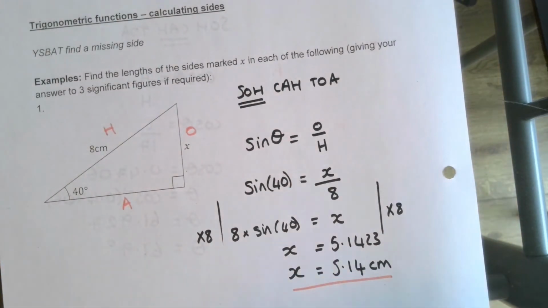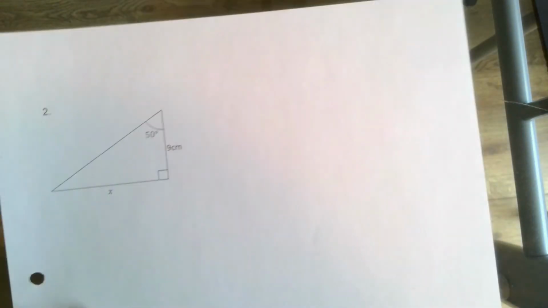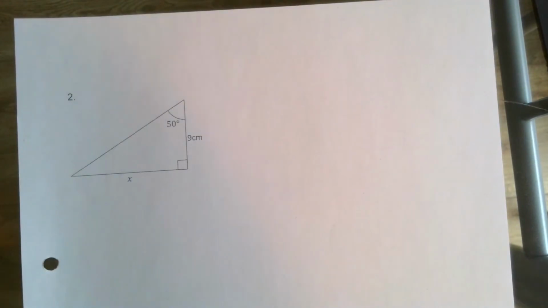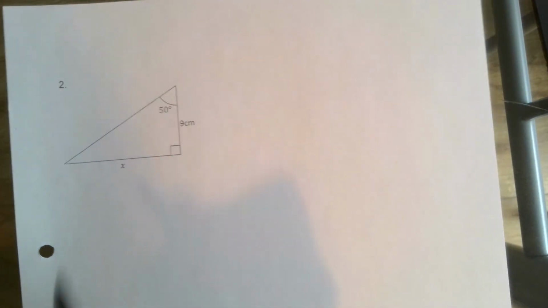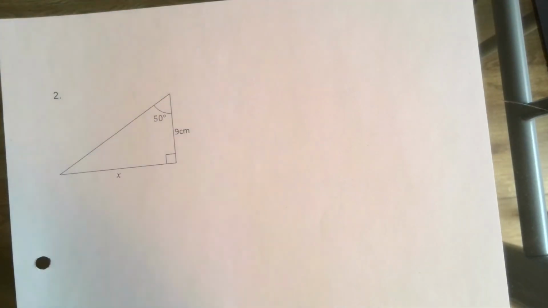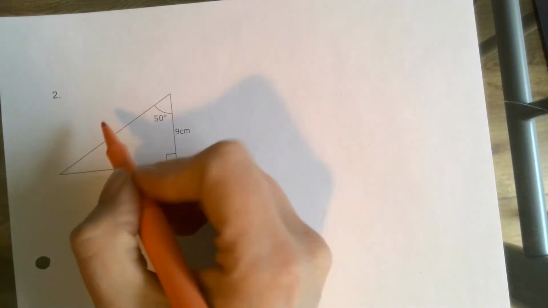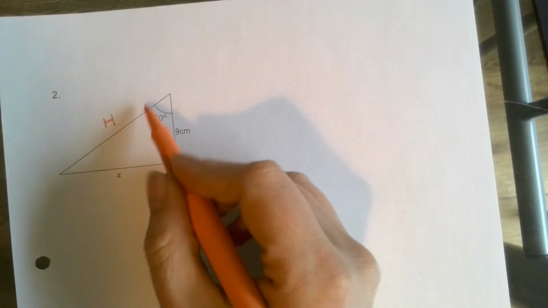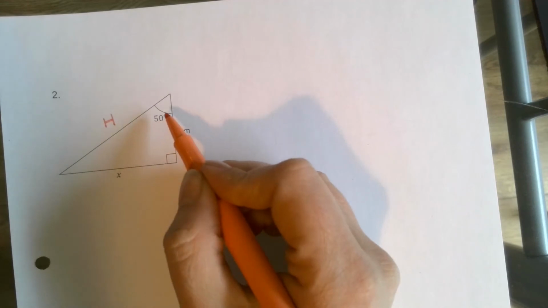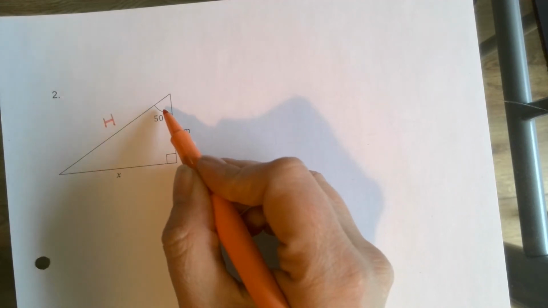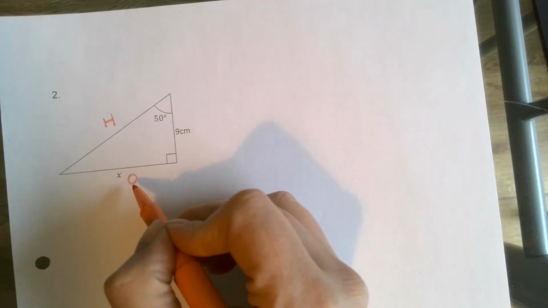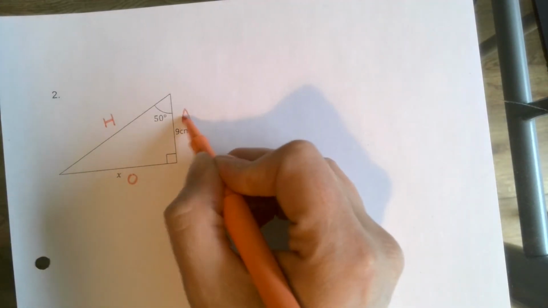Example 2, which is on page 79. So example 2 is this. So we've got our triangle. We've got our right angle is here. The side opposite the right angle is the hypotenuse. This is the angle that we're using, so this really is theta. The side opposite of that is called the opposite, and the side to the other side of it is the adjacent.